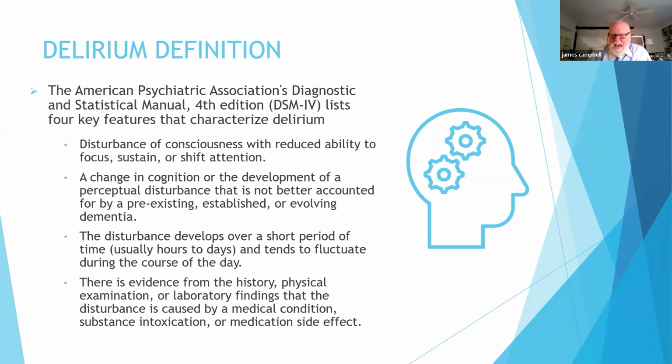But as we talked about last week, dementia is different. Dementia is changing over months to years. So somebody who becomes confused over the course of 30 minutes to 30 days, by definition, does not have a dementia as the core reason for that. There is evidence from the history, physical, or lab findings that it is caused by a medical condition, substance intoxication, or medication side effect. That's sort of backwards logic, because you go to the end of the story and you walk backwards.